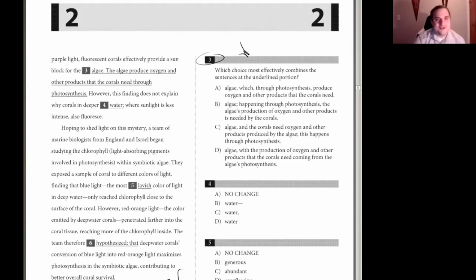But does anyone have any questions on any of the strategies I've discussed so far, or any like particular fine point of the grammar rule?